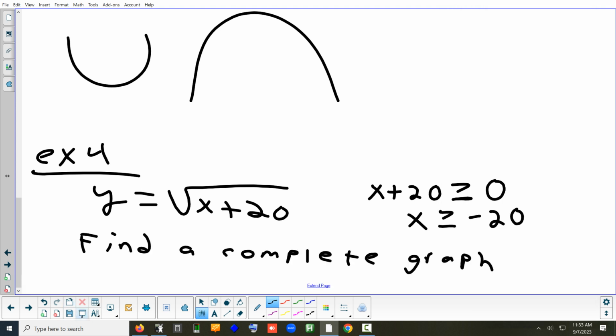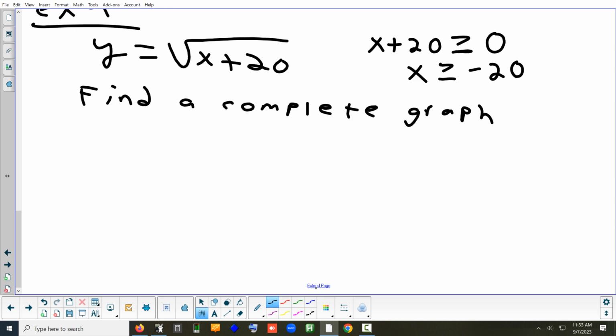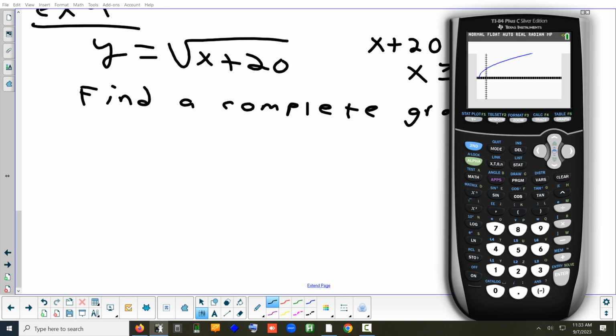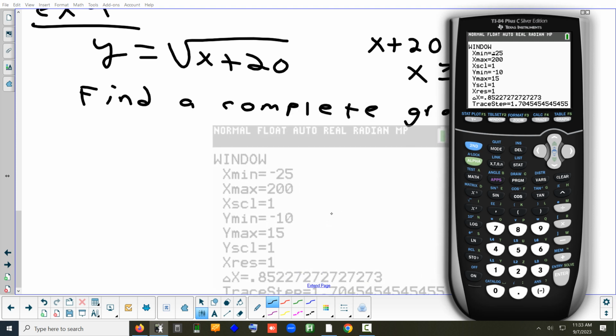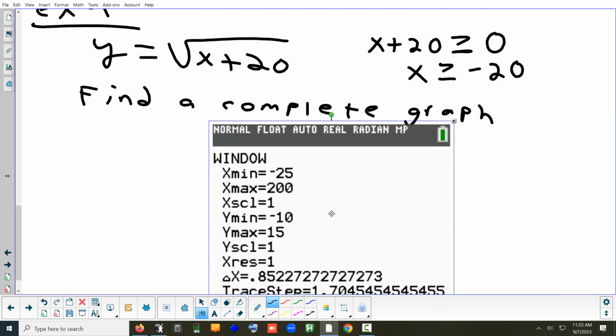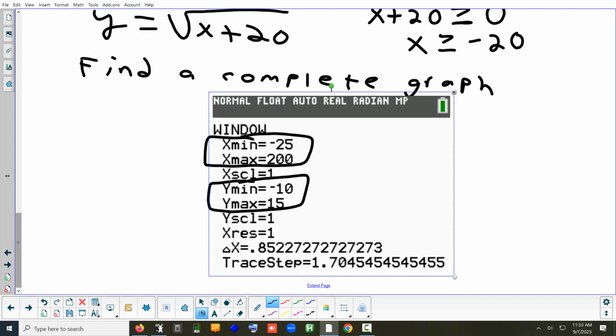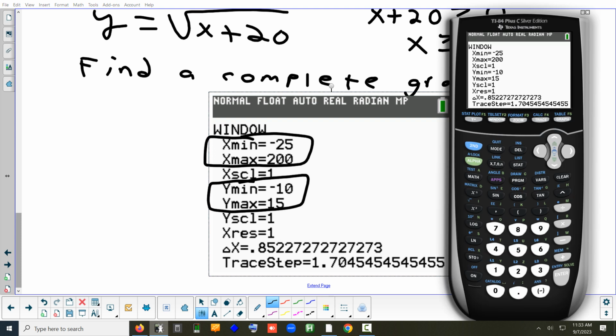So, find a complete graph. All right. This time, I'm just going to take my window. Sometimes when I drag it, the cursor messes up. Sometimes it doesn't. It didn't mess up there. I would write those down. And that's a good window. It shows exactly what it's supposed to look like. Any questions on that?